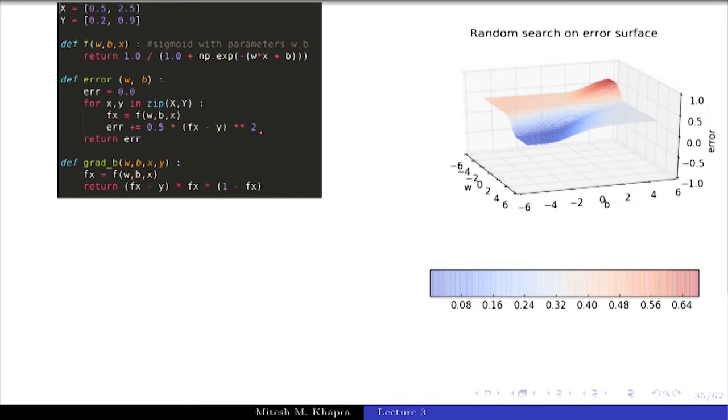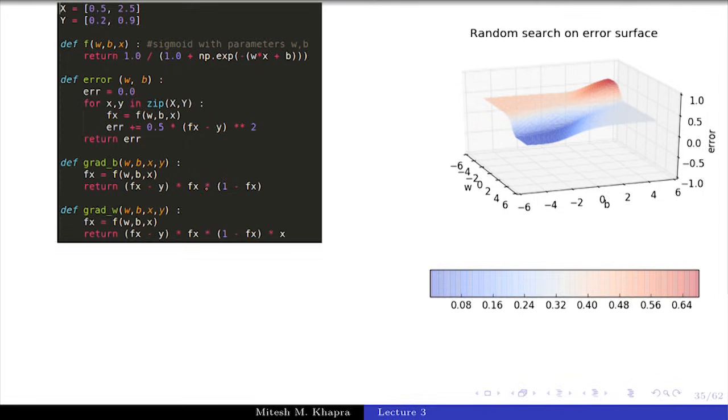Okay, next I need a function which can compute grad of b. We just saw this on the previous slide. This is f of x minus y into f of x into 1 minus f of x. Right? Simple? Everyone is fine with this? Then I need a function which can compute the grad with respect to w. Same thing, except that I have this x at the end. So I have all the ingredients in place. Now what will I do? What is the next thing that I'll write?